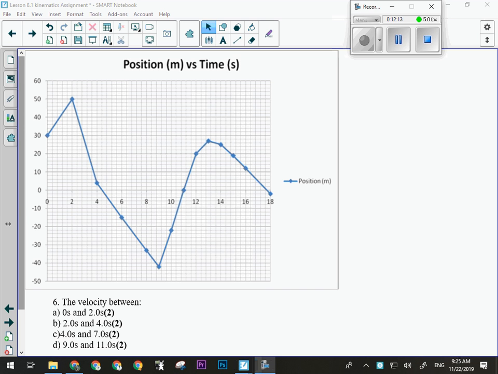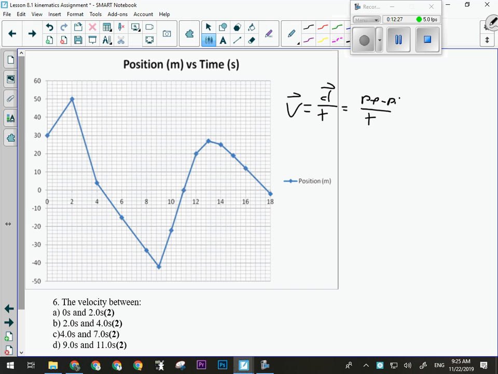Okay, let's have a look at this one here. For our velocities between 0 and 2 seconds, remember that velocity is displacement over time. So for these ones, we're going to be going final position minus initial position over time. Between 0 and 2 seconds, we go from 30 to 50, so that's 20 meters. That happens in 2 seconds. So 20 meters over 2 is 10 meters per second, positive, because it's a vector.